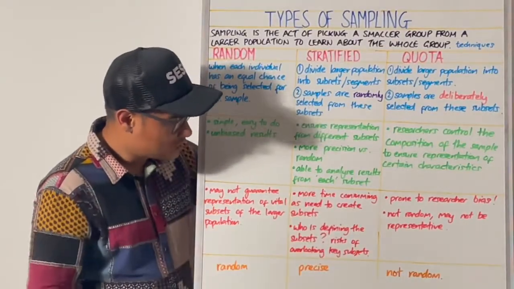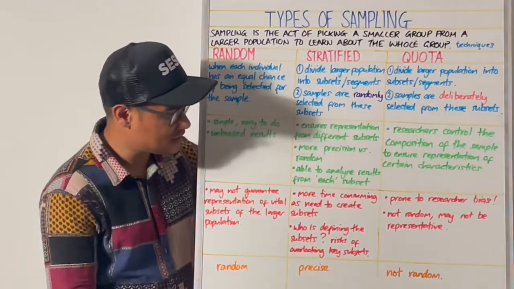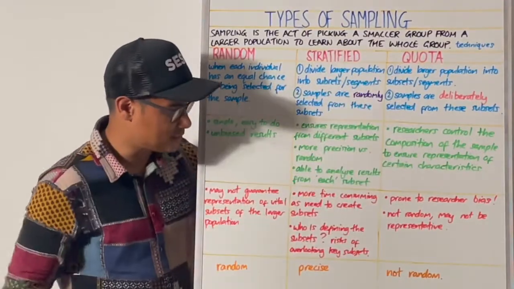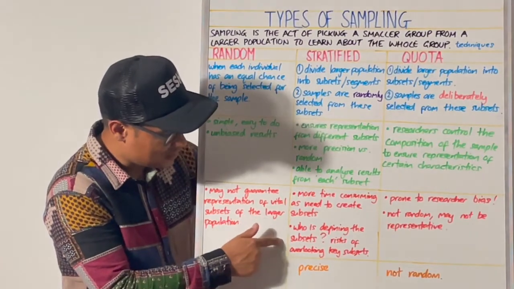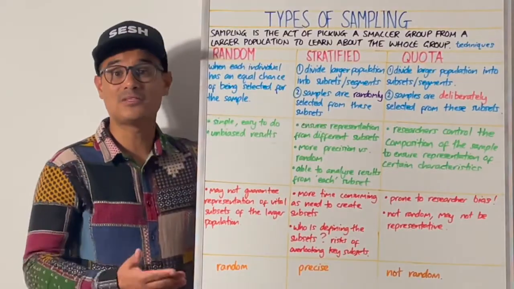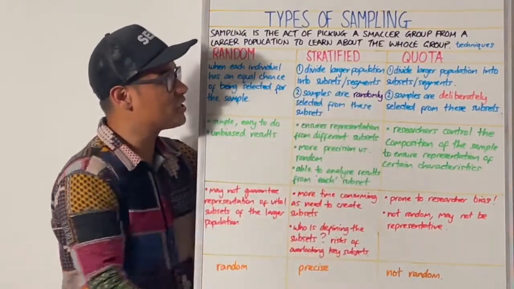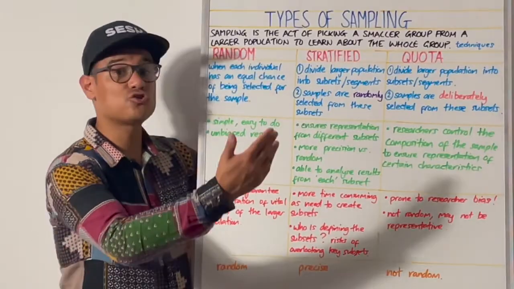It is more time consuming, which is one of the issues here, because it is much more precise in terms of how you do it and you're creating those subsets, those segments. You also want to question who is defining the subsets. There's a risk that you might overlook key subsets, so it depends on the experience of the researcher creating those segments, those subsets, or those strata.